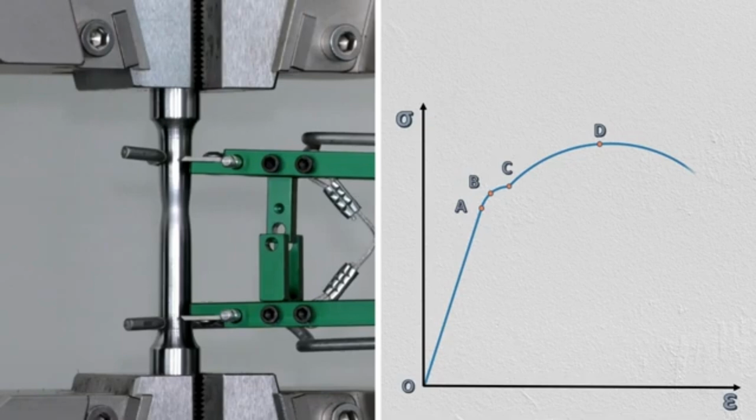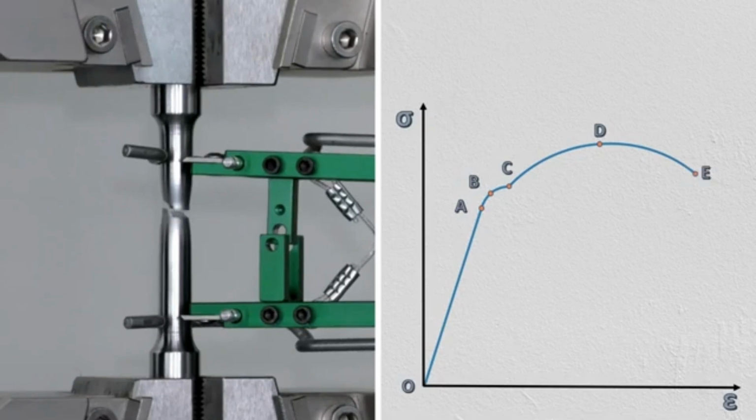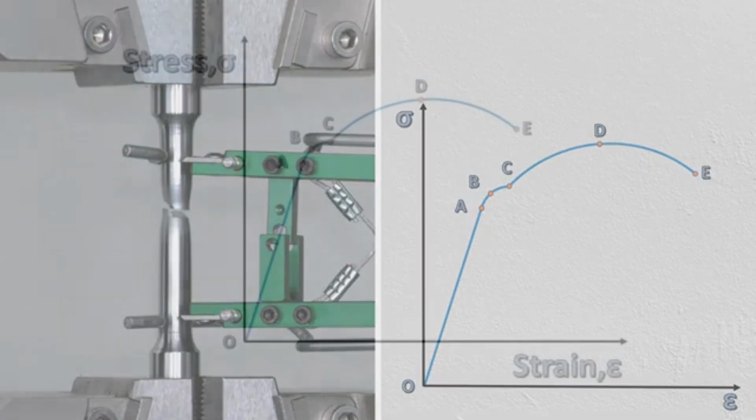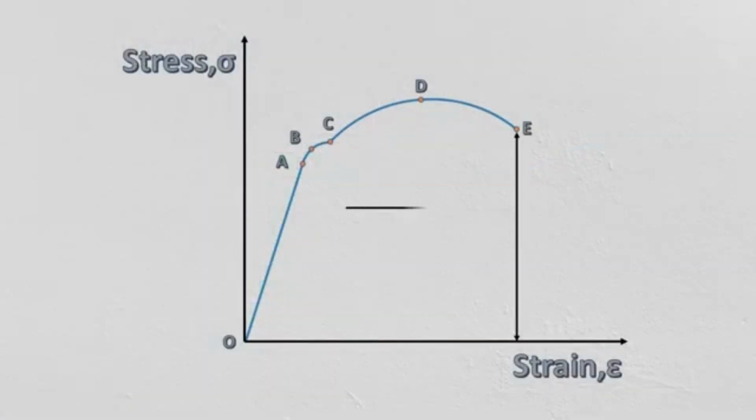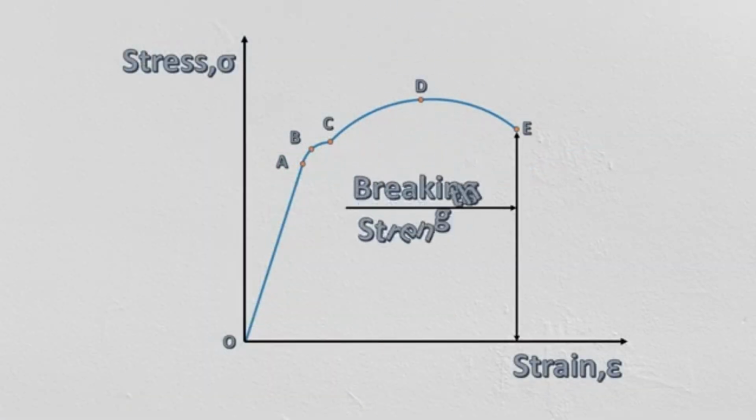Due to reduction in the cross-sectional area of the bar, load-bearing capacity of the bar reduces drastically, and the curve starts dropping beyond point D. Eventually a point E has reached where testing bar fails. The stress at this point E is known as breaking strength of the material.